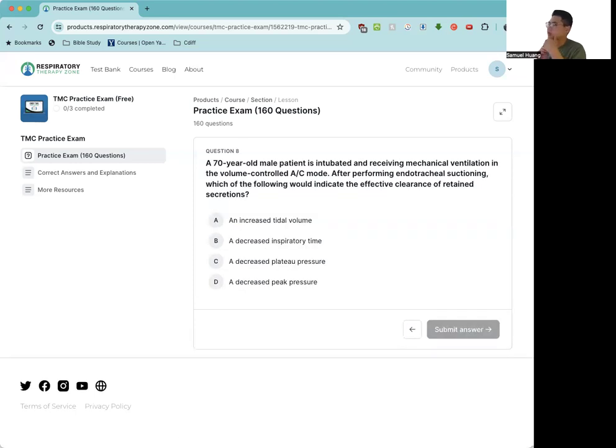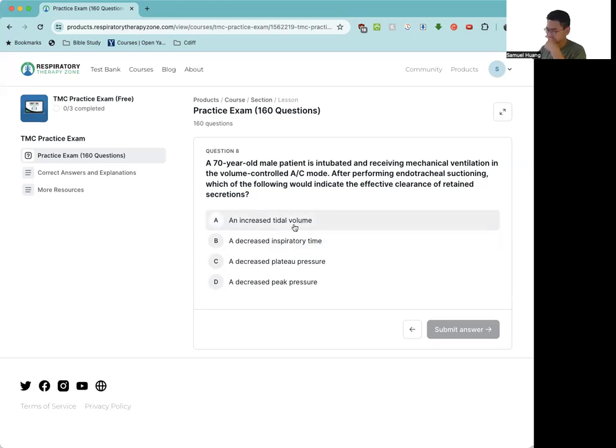All right, 70-year-old male intubated receiving mechanical ventilation in volume control mode. So volume control, there might be a problem with pressure here. After performing endotracheal suctioning, which of the following would indicate effective clearance of retained secretions? So it'll have something to do with pressure. Usually you always look for the opposite.